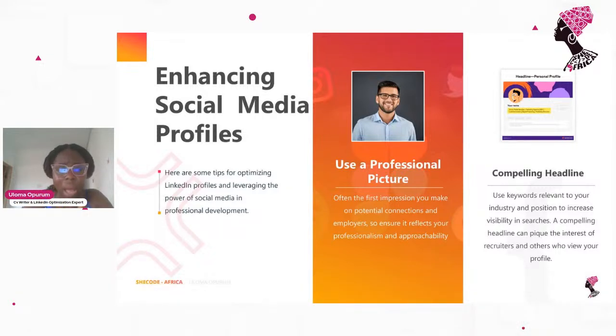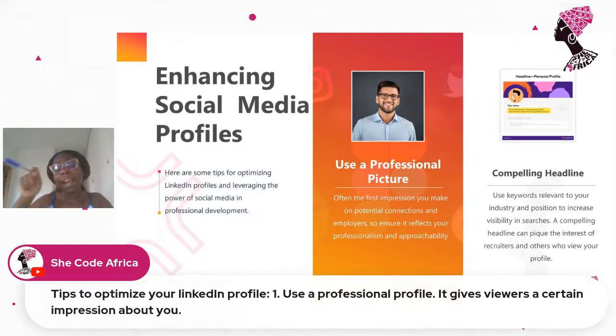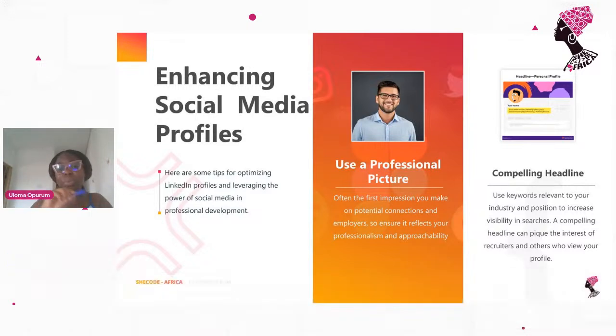Now, away from the professional picture, after your professional picture, the headline underneath also needs to be compelling enough. So now it is also important. This is where you start using keywords in your headline. You need to use keywords that are relevant to your industry or your skills, just to increase the visibility in searches.